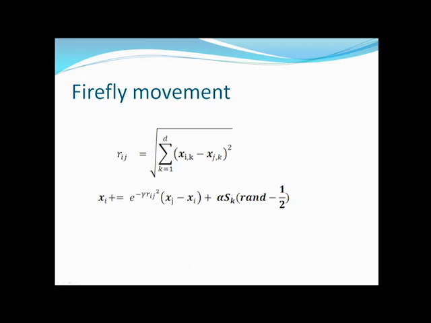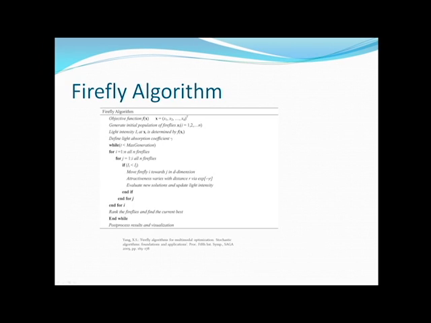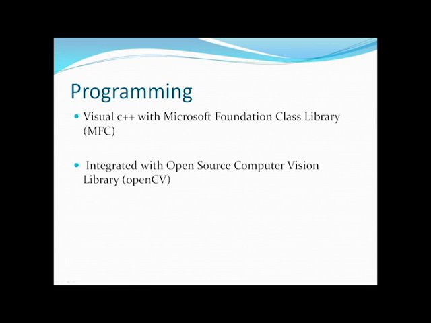And in this case of object tracking, the state vector is, of course, object position and size. So once the Firefly has found the other Firefly with a much larger light intensity, it moves towards that Firefly given this following relationship. The program itself was written in Visual C++.